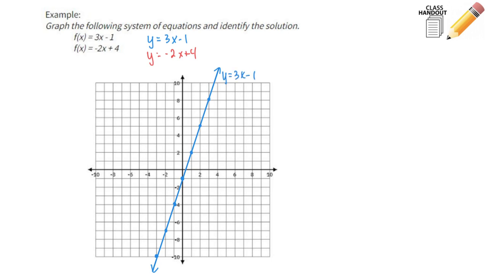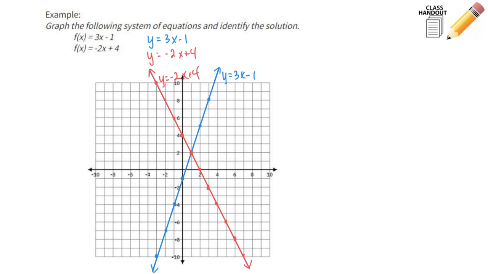Now we're going to graph our other line. We're going to start at positive 4. My slope is negative 2, or negative 2 over 1, so I'm going to go down 2 over 1, down 2 over 1. I already see my point of intersection, but I'm still going to graph all the way in both directions. Now we have our other equation, y equals negative 2x plus 4.